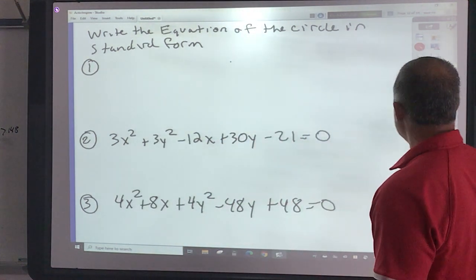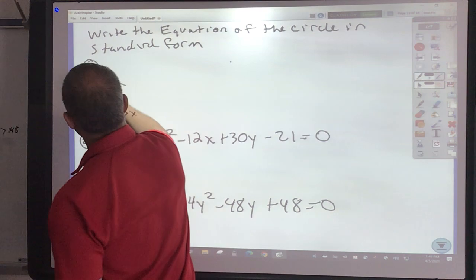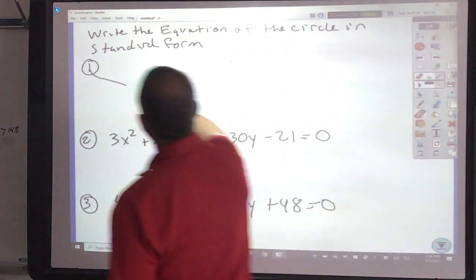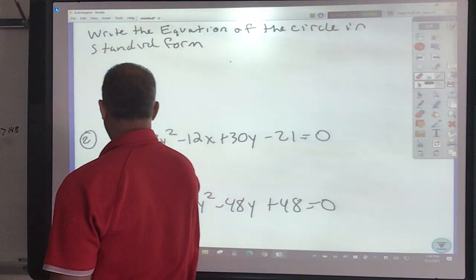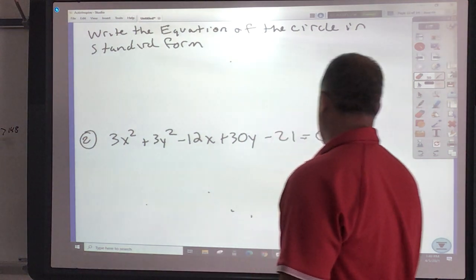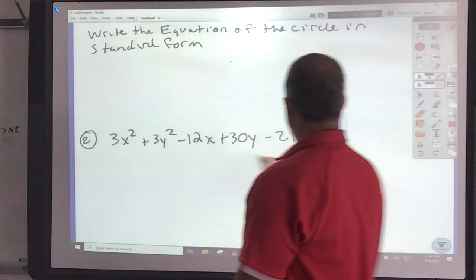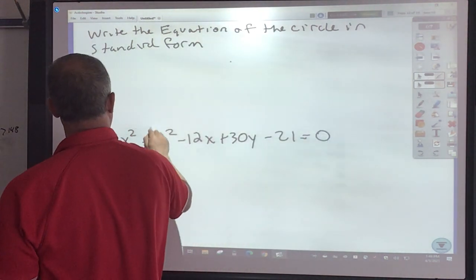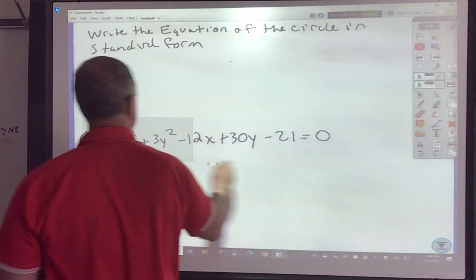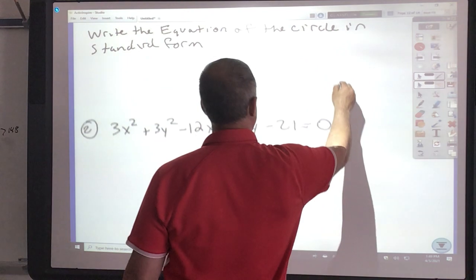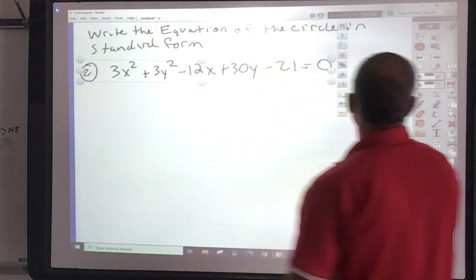All right, let me get this out of the way. See if I can just move this. Let me get rid of this one. All right. I would love if this worked. Let's see if it does. Sometimes it does, sometimes it doesn't. Move. Wonderful. Great. All right.